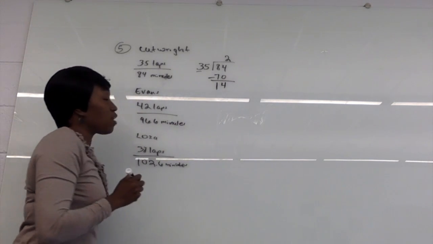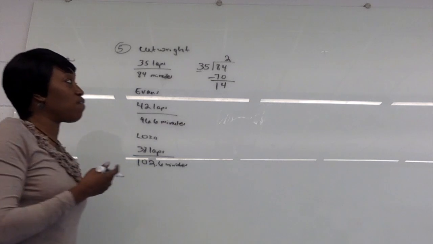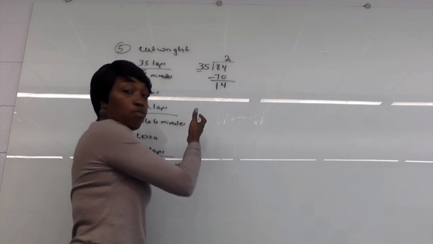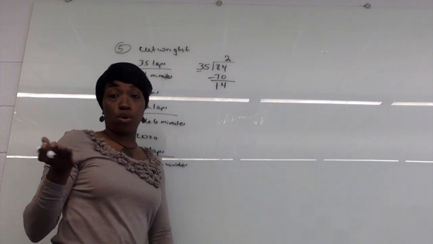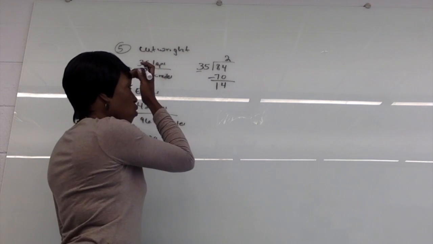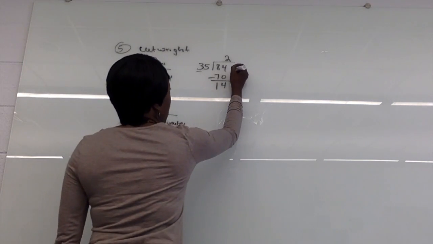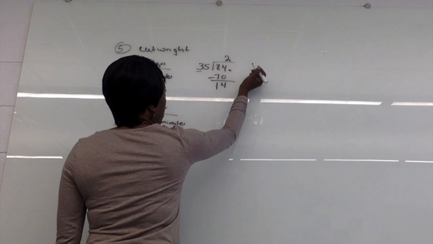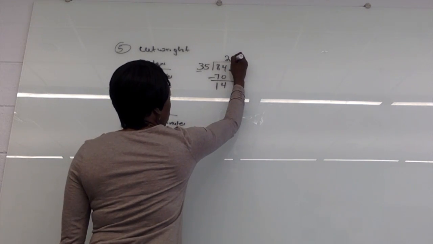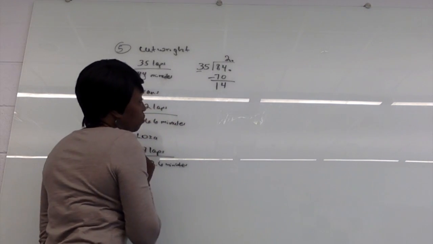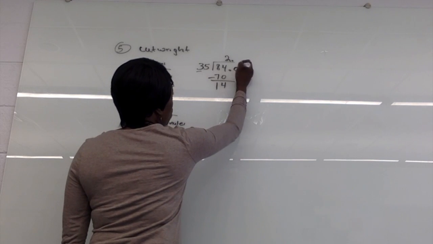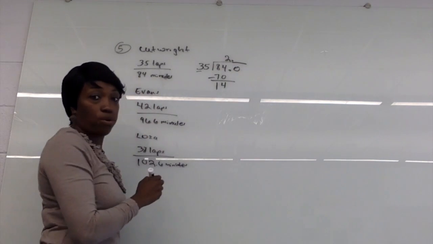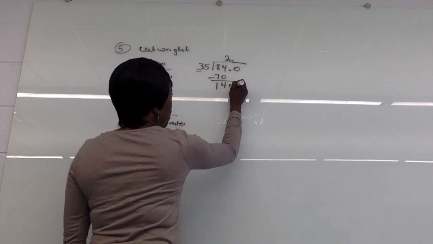Now remember, since we're trying to find out time, we cannot have any remainders. So we don't write it with a remainder. But we must keep going until we get a 0 remainder. So we're going to have to add a decimal point at the end. And whenever you add a decimal point, you must bring it directly up into your answer. And in order to continue, we must now add on a 0 in our problem. And I'm going to bring that down.